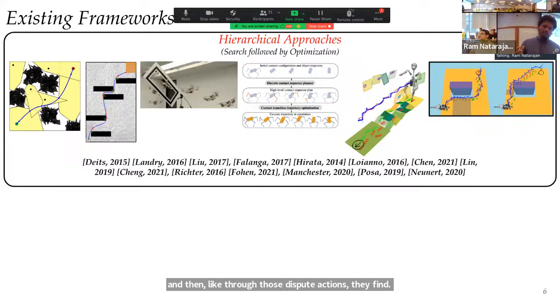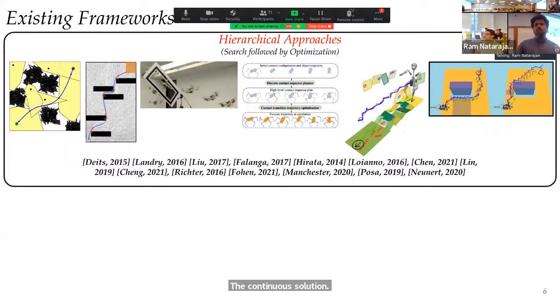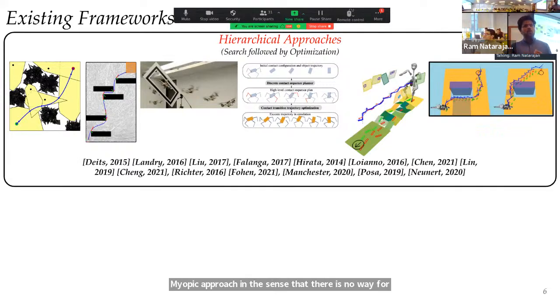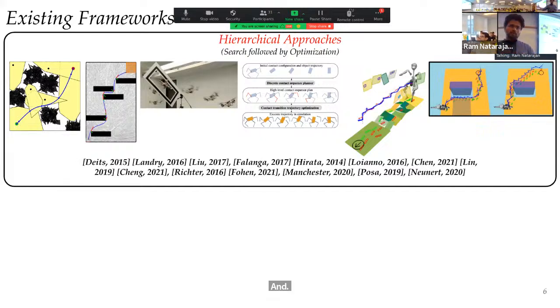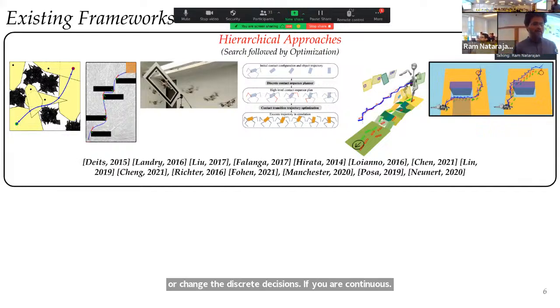But that's a very myopic approach in the sense that there is no way for you to backtrack, or these two methods are not talking to each other. There is only one directional communication, and there is no way for you to backtrack and change the discrete decisions if your continuous exploration is not going correctly, right?